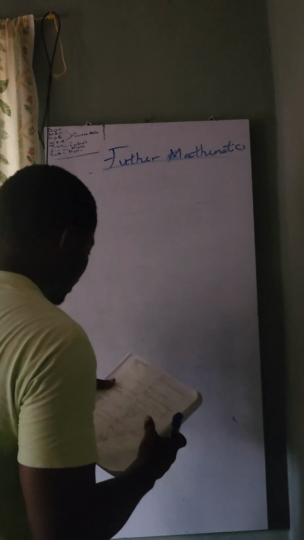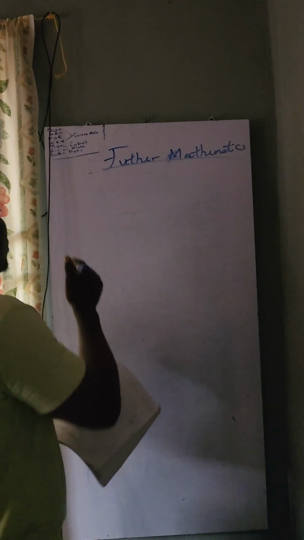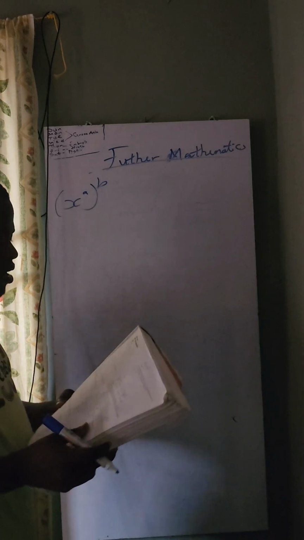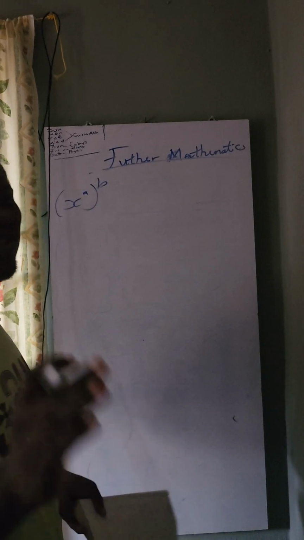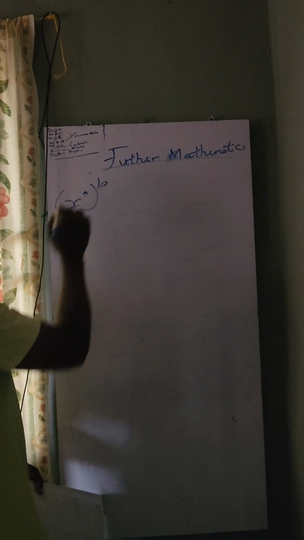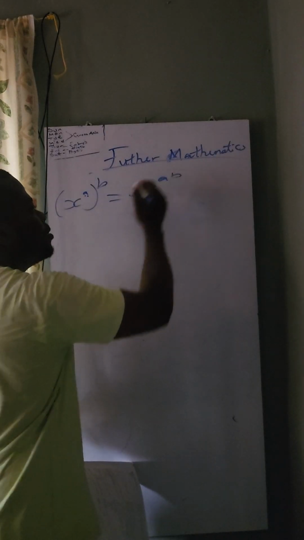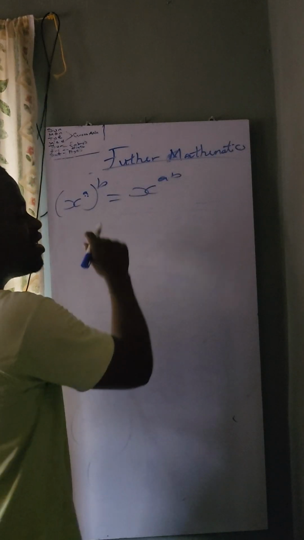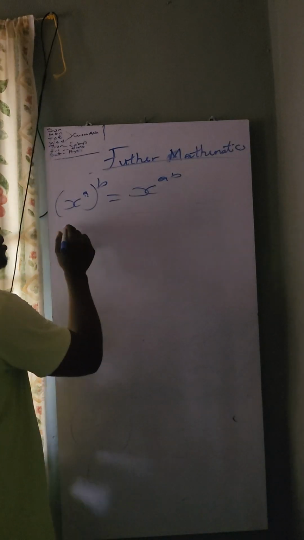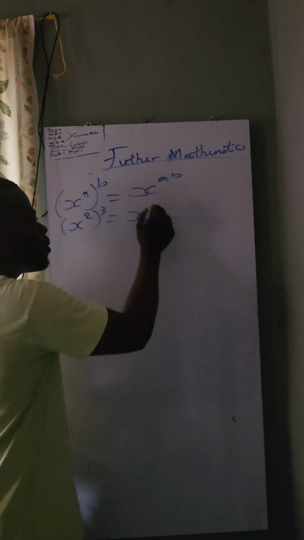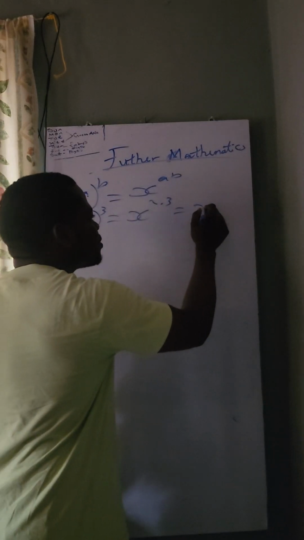That's the negative law. I have the power law as well. If you're having x raised to the power a, in bracket, raised to the power b, you don't need to disturb yourself. Just multiply this and this together. You have x raised to the power ab. Now, when you're having x raised to the power 2, in bracket, raised to the power 3, this will give us x raised to the power 2 times 3. That's x raised to the power 6.